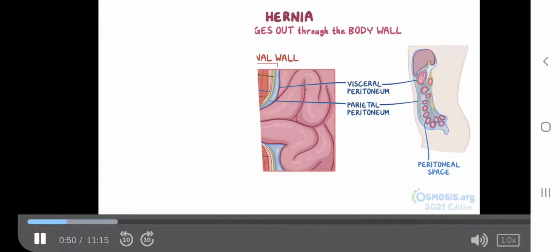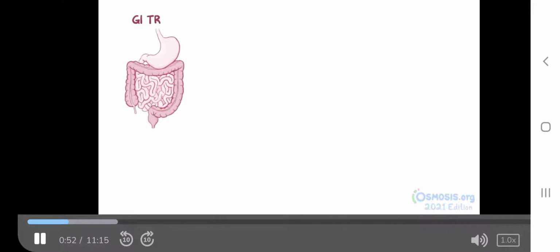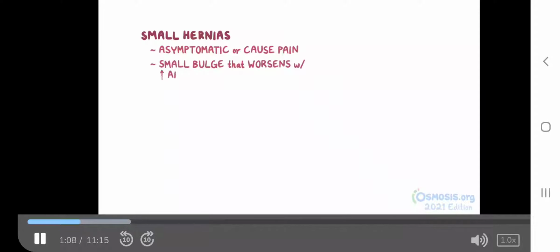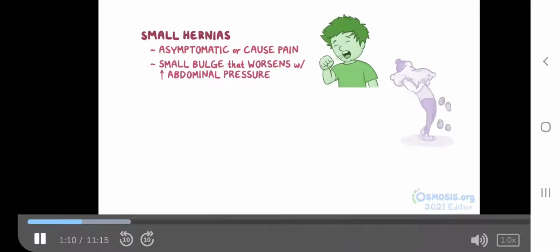The organ that's usually involved in a hernia is the gastrointestinal tract, but it can also involve other organs like the omentum, the bladder, and even the ovary. Abdominal hernias vary in size and location. Small hernias can be asymptomatic, or they can cause pain and create a small bulge that can worsen with increased abdominal pressure from coughing or straining.